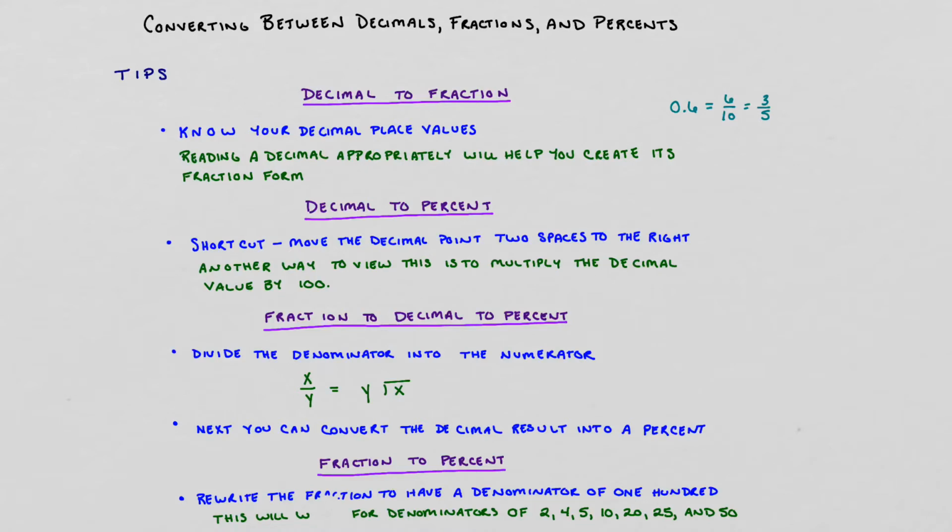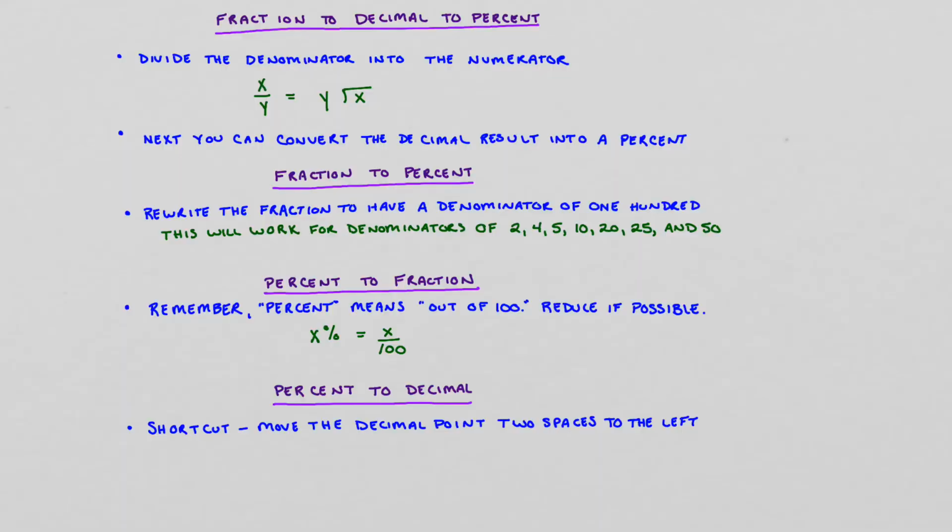So say, for example, we have the decimal of 732 thousandths. So again, if we multiply this by 100, we get 73.2%. And again, if we kind of think about this a little bit more, if we just started off with the decimal place and moved it 2 spaces to the right, we would get that result of 73.2%. Next, let's talk about converting a fraction to a decimal and then from there to a percent.